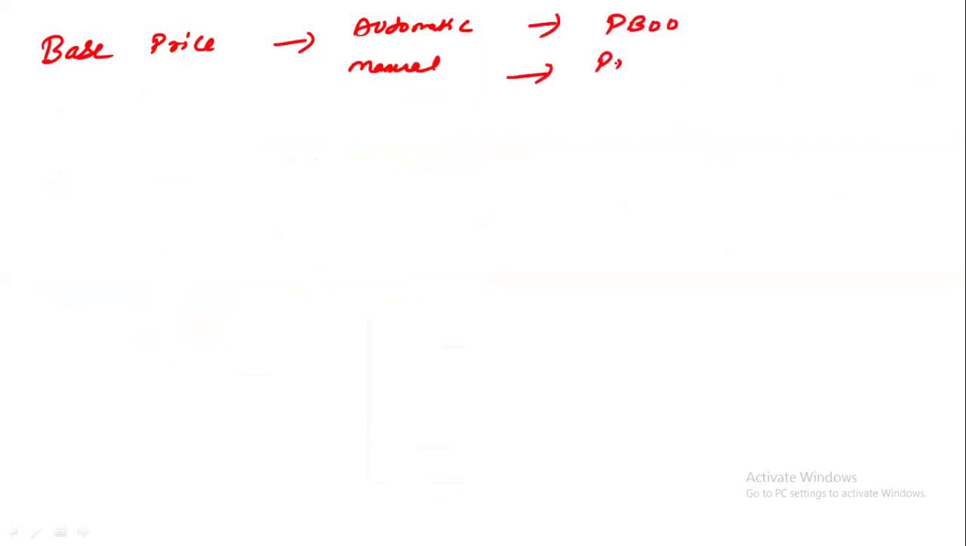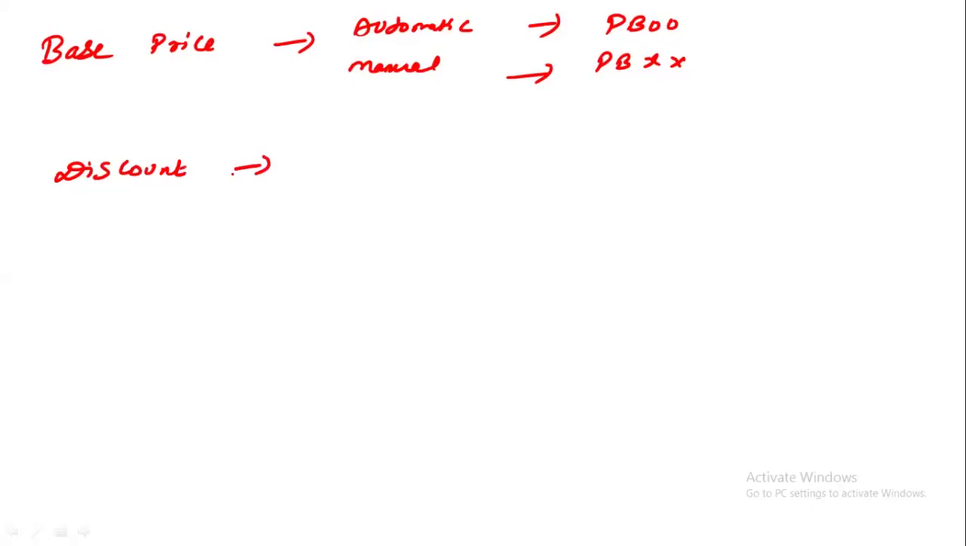So base price, we said that we have automatic, we have manual. For this, we are going to use the standard PB00 and PBXX. Okay, now let's go for the discount.